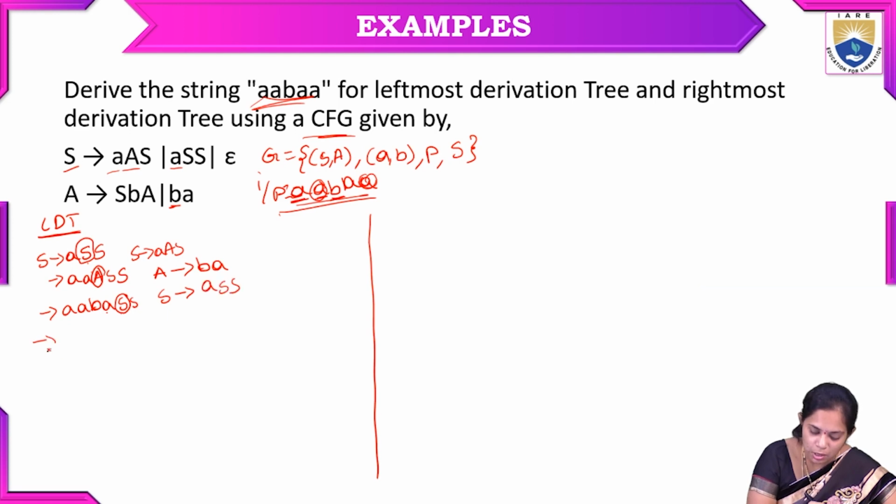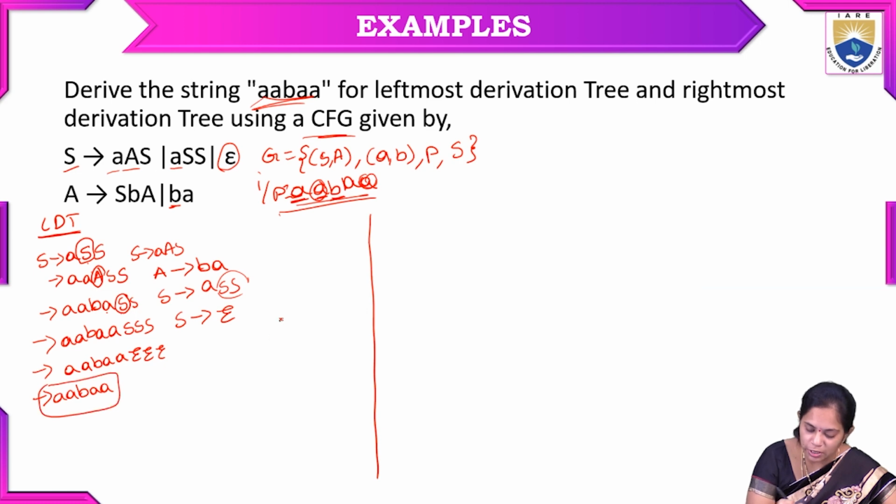Why? Because here we already have the epsilon symbol. So we will replace it with A S S with the epsilon symbol. So here A, B, A and S, S, S. So 3 S's are there. We will replace all S with the epsilon symbol. So we will get the input string: epsilon, epsilon, epsilon. So finally we got the input string A, B, A.